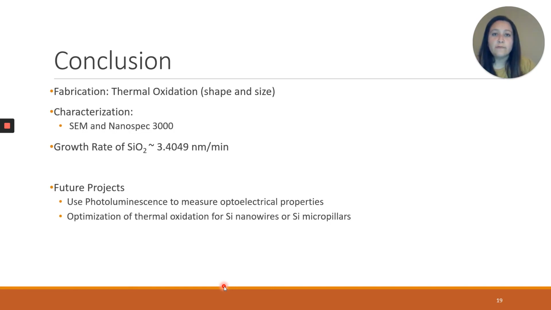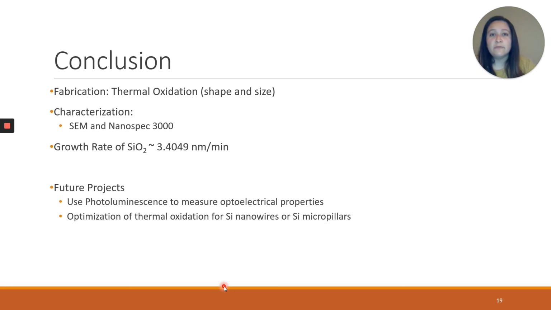So in conclusion, for my senior project, I was able to use the fabrication method of thermal oxidation to learn how to change the shape and size of micro and nano pillars. I was able to use the SEM and NanoSpec 3000 to characterize the thermal oxidation process that I ran, and from there find the growth rate of the silicon dioxide layer using the furnace in Dr. Yoon's lab. Again, that being about 3.4 nanometers per minute.